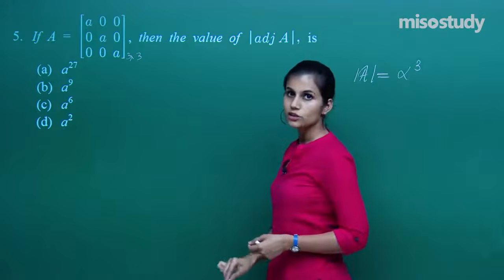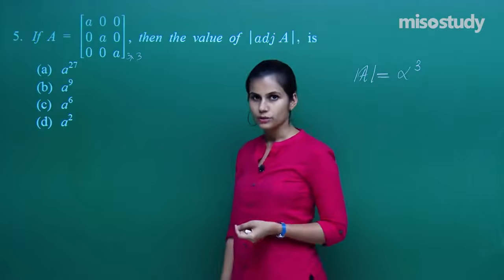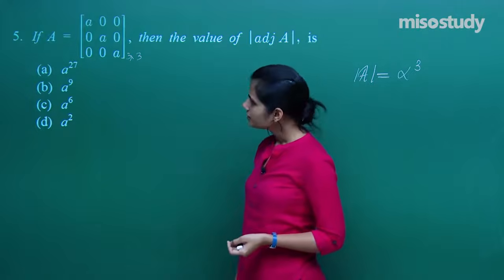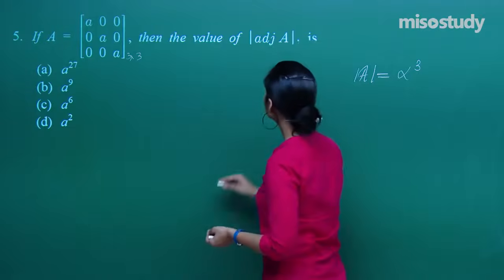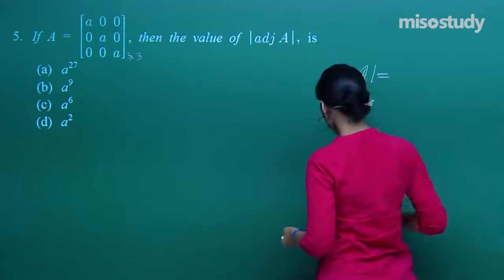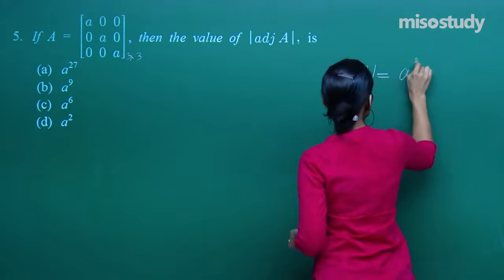If you don't know this, you will have a tough time dealing with this question because it's going to cost you a lot of time. Determinant of A is alpha whole cube. Or it's not alpha, this is small a, so let me write it as small a cube.